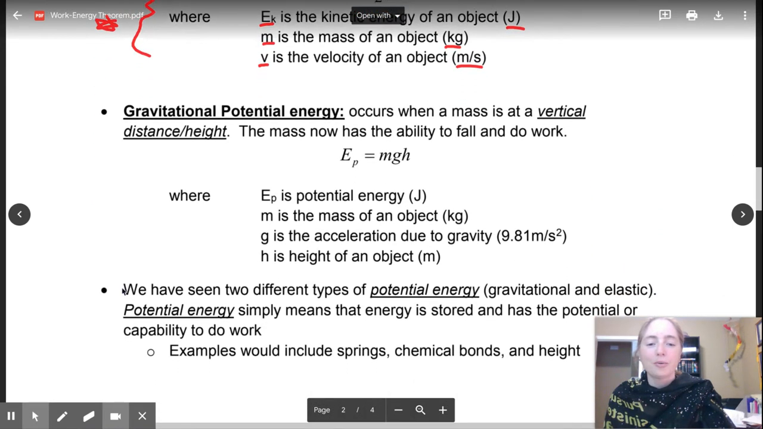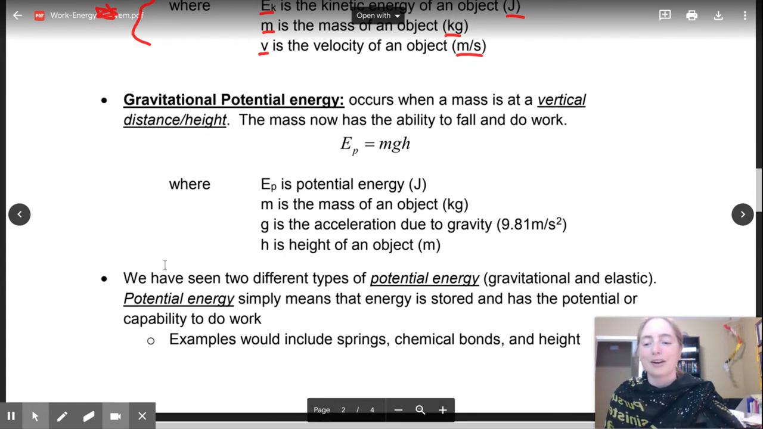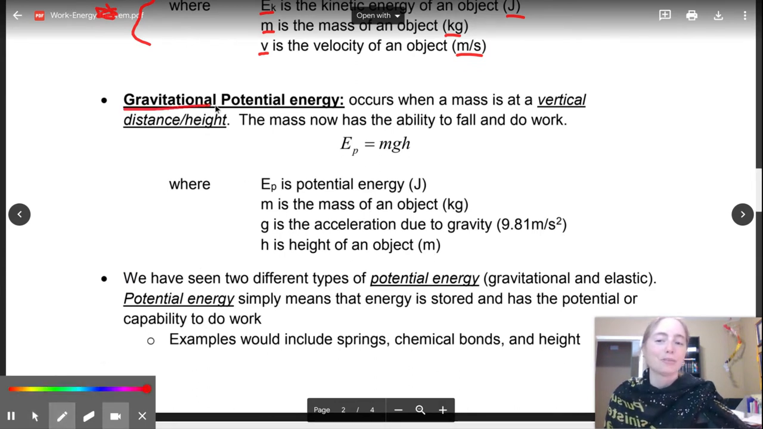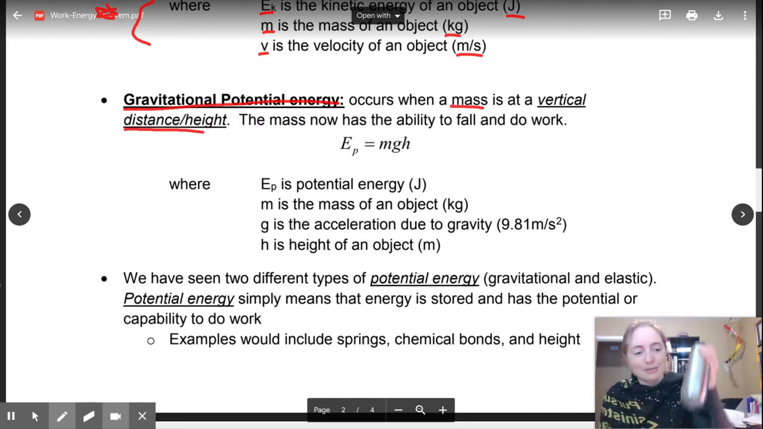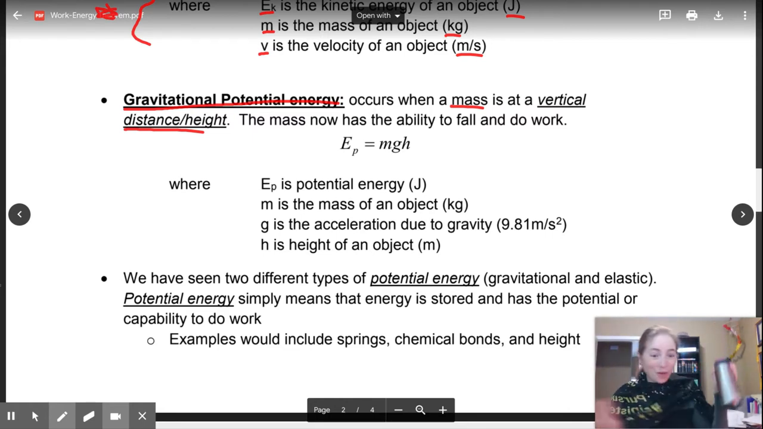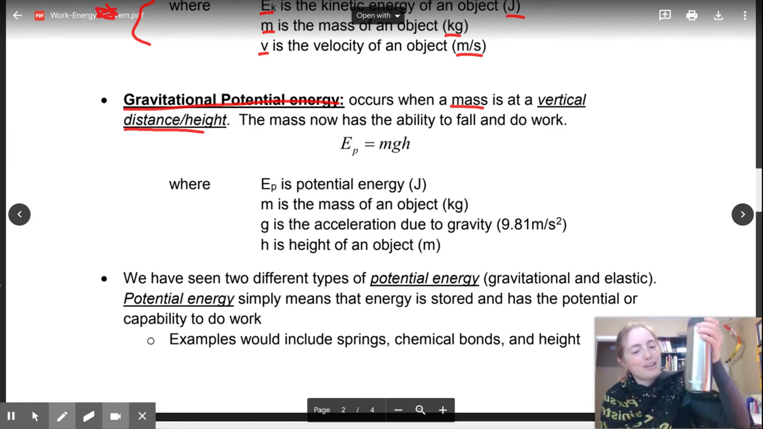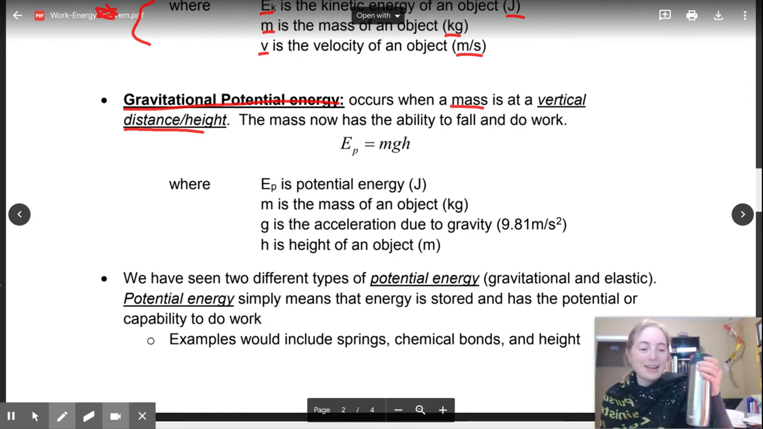The other equation that is a review from last year as well is your gravitational potential energy equation. This equation is when you have a mass at a vertical height. That means it has stored potential to do work. As you've seen plenty of times in class when I've dropped this thing, we're converting potential to kinetic. So this thing right now has potential energy. My tea has potential energy. Not only is it potential to do work, it has potential to convert into kinetic energy.